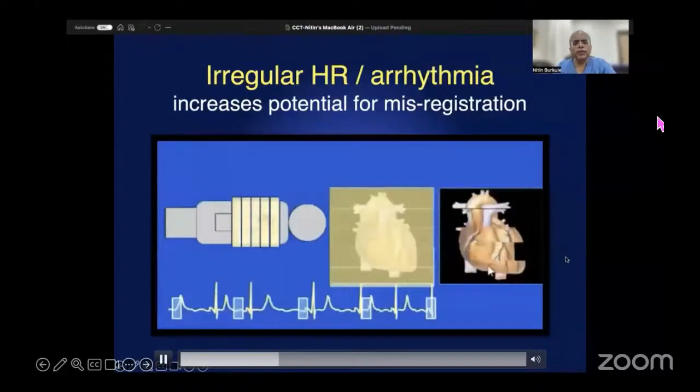So suppose we have an irregular heart rate or a lot of frequent ventricular premature beats, then obviously we will not be catching the same phase during the helical scan. And when we stitch that data together, we are going to get this kind of step artifacts wherever you are stitching these volumes together.